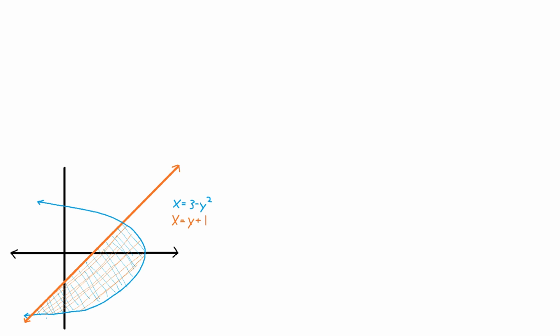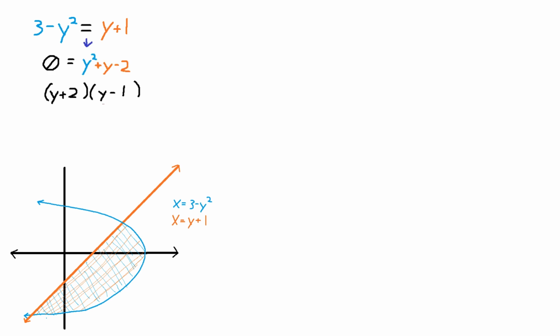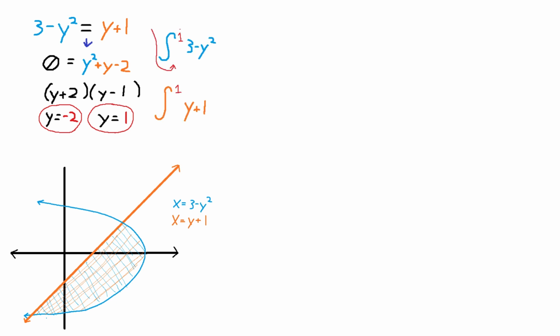So we're going to have to do some different steps, but it's very similar. The first thing that we should do is take these two equations and set them equal to each other and solve for y. This way we can find the y values at which they intersect each other, and we're going to use those as the upper and lower bounds when we take the antiderivative.